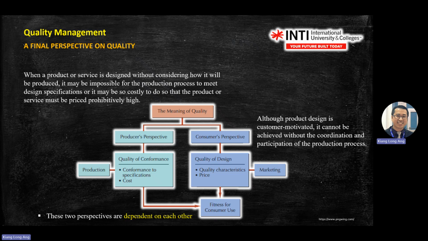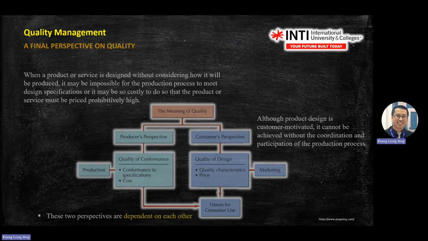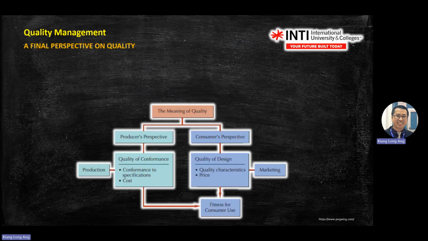Okay, so the quality can be two perspectives. One is for the production process, one is for the marketing process. One side you want to get customers, one side you need to consider whether you can manufacture it or not. Okay, manufacturing process, and how you sell it, marketing and the production. You combine, you give you the fitness for consumer use. Okay. This on the quality lah.